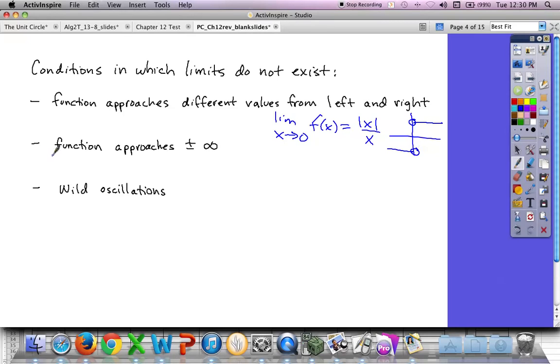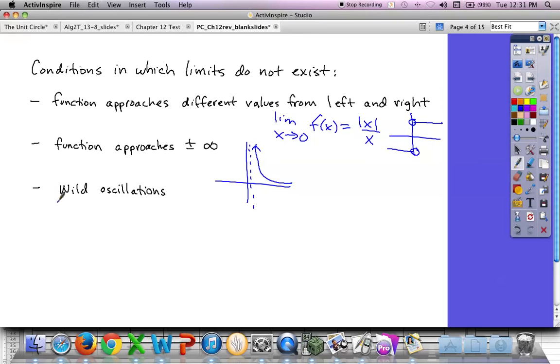The second situation is when it looks like the function is veering off towards infinity or negative infinity. You know, usually like when you have a vertical asymptote, that's what a graph does. Something like that, right? If I take the limit as x approaches 0 here, it's going off towards infinity, which is kind of, by definition, not limited, right? Infinity is not limited. It's unlimited.